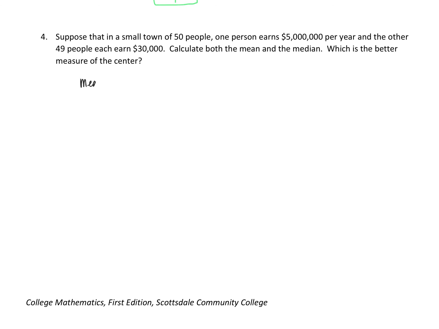Okay, so the mean, we have to add up all of these values. So one person earns 5 million and 49 people earn 30,000. So I'm going to be adding 30,000 up 49 times. In other words, 49 times 30,000. So that will be 1,470,000. Notice that all 49 people combined do not make as much as that first person. And now I'm going to be dividing this by 50 because there are 50 people in the data set.